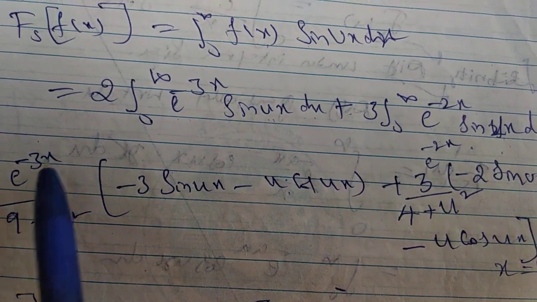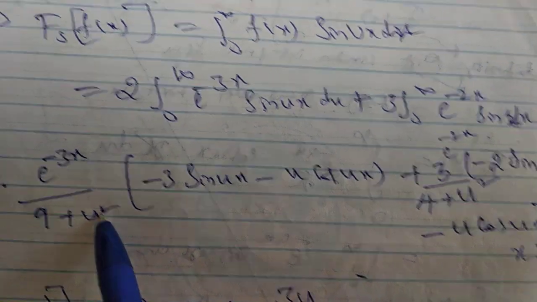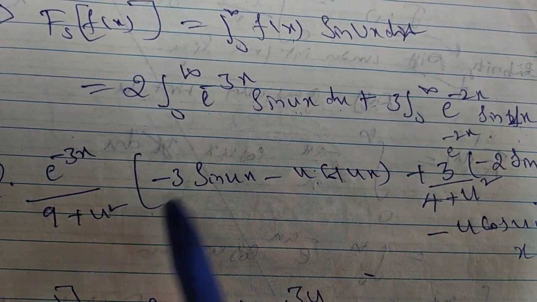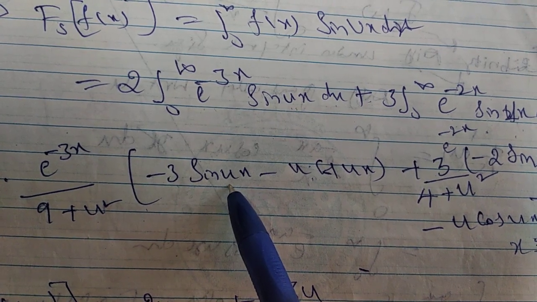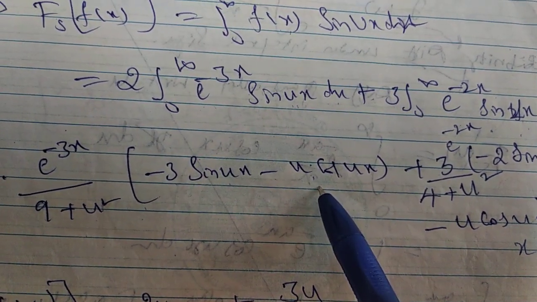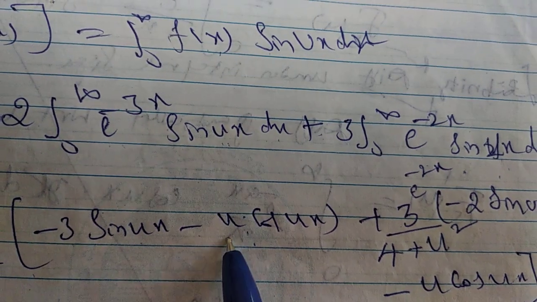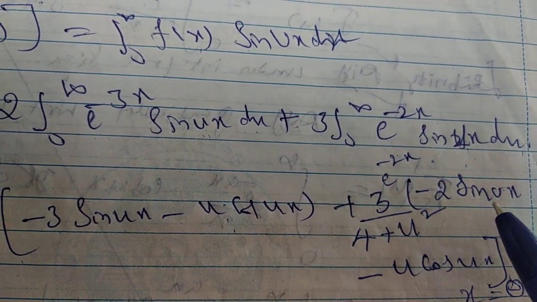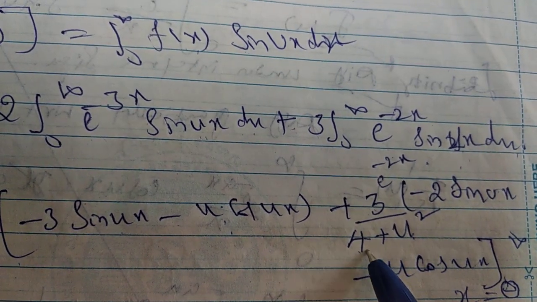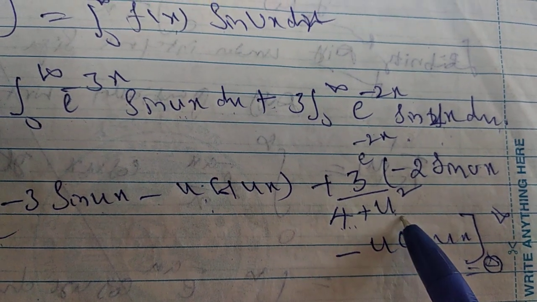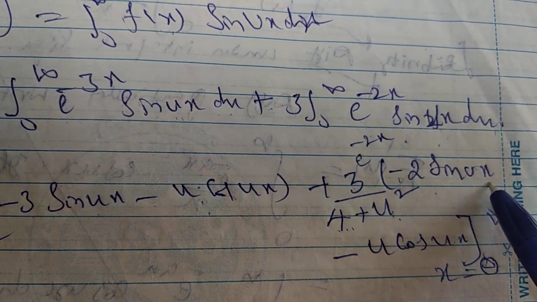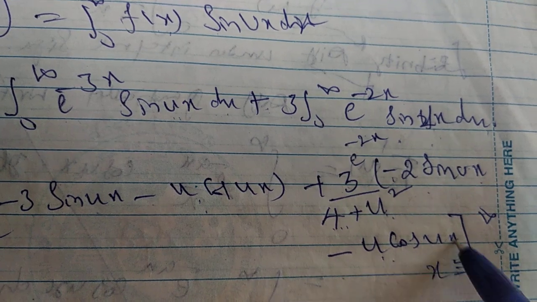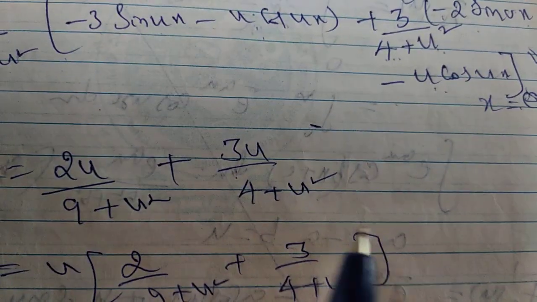By using that formula, e power of ax divided by a square plus b square. Here a square is minus 3 whole square, which is 9, plus b square, u square, times a sin bx, minus 3 sin ux, minus b cos bx, that is u cos ux. Here also the same thing: e power of ax divided by a square plus b square, a is minus 2, whole square is 4, plus u square, times minus 2 sin ux minus u cos ux. So integrate this and simplify.